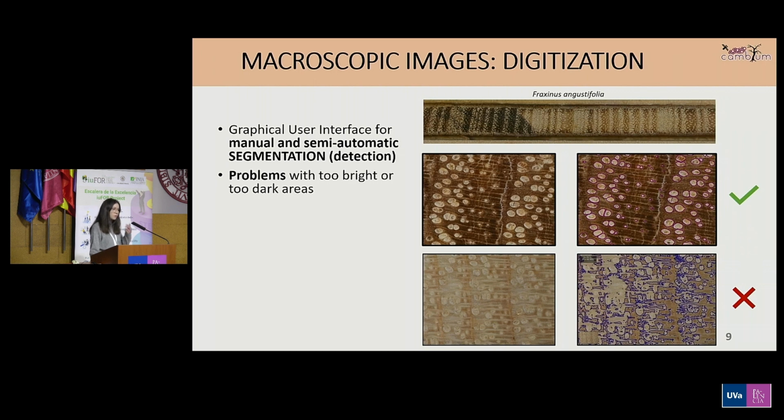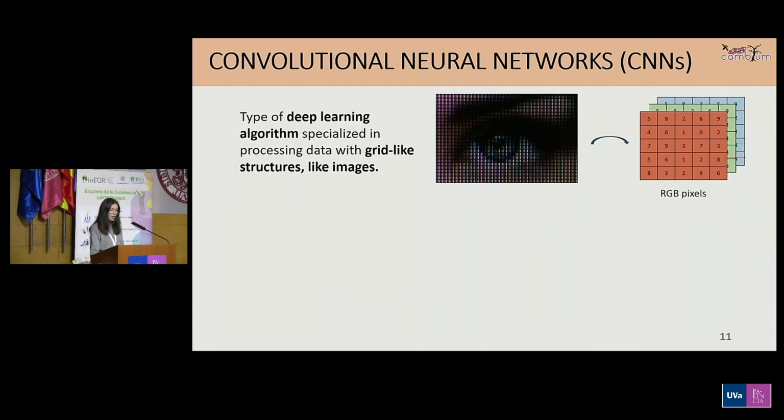To solve this problem, we have proposed another mechanism to segment xylem vessels that uses artificial neural networks, specifically convolutional neural networks, which are a type of deep learning algorithm specialized in processing data with grid-like structures, like images. Digital images are composed of pixels, structured in a grid-like fashion, and they consist of red, green, and blue layers that have different pixel values.